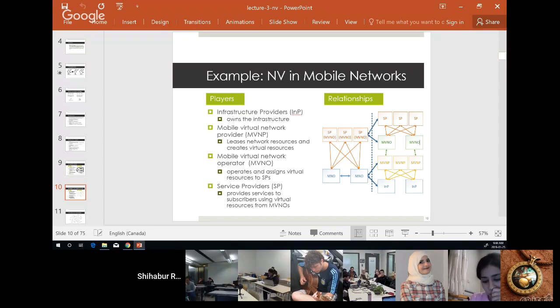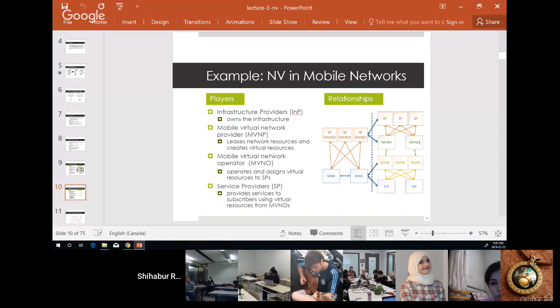In this example, it will be the MVNP. In this particular example scenario, it is the MVNP that will partition the resources and allocate that to MVNOs that will operate these resources. But they can be the same thing, right? So you see, that can be a mobile network operator that acts as both INP and MVNP, in which case the MNO will provide this resource partitioning. Not necessarily using hypervisors, right?